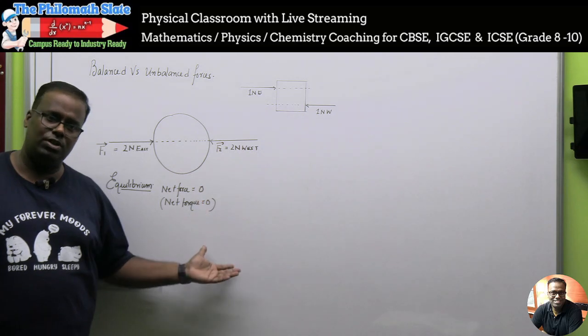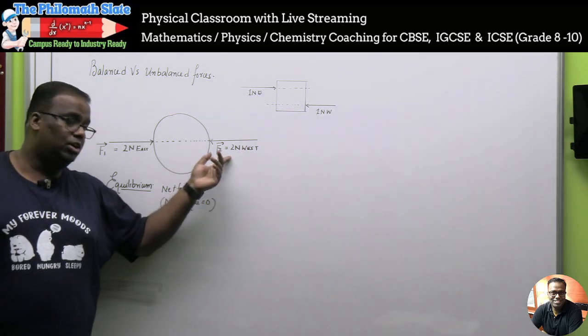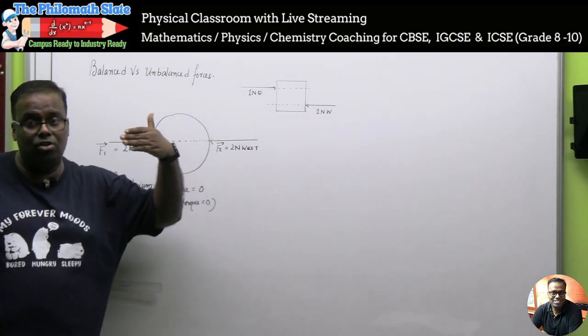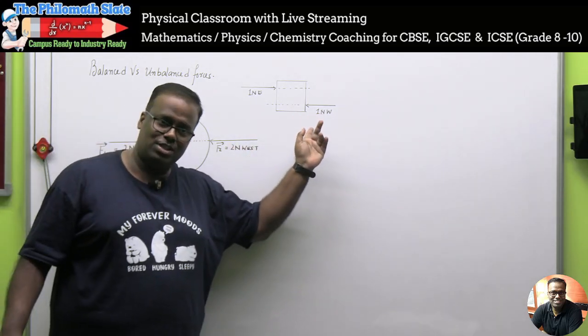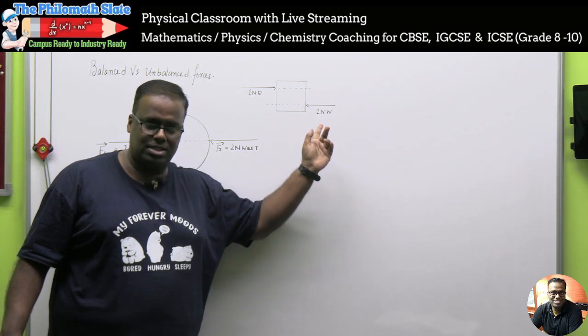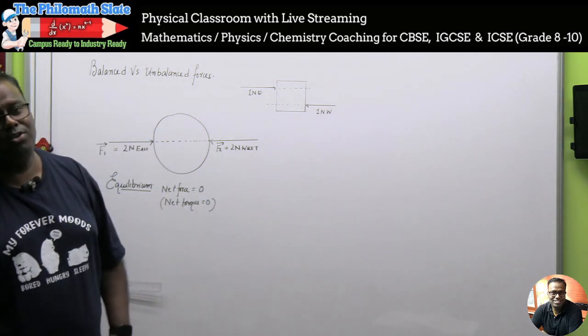Did you understand the first criteria? The first criteria were two equal and opposite forces acting along the same line of action. Equal and opposite forces, are they equal and opposite? Yes. Are they acting on the same line of force? No.